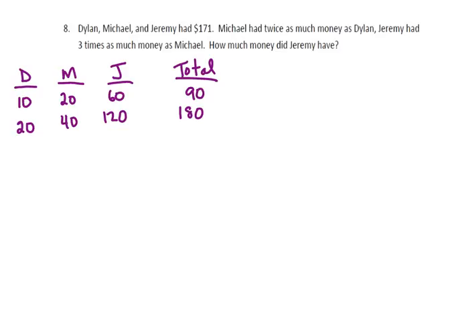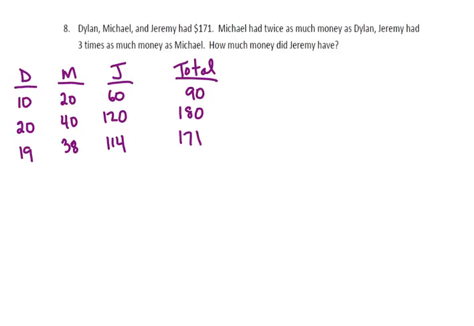At this point it's too high, so we need to get to 171. Well, let's see what happens when we take away $1 from Dylan, so that Dylan now has $19. Michael has twice that, or $38. Jeremy again has to have 3 times whatever Michael has, which is $114. And now we add the 3 together and we get $171.